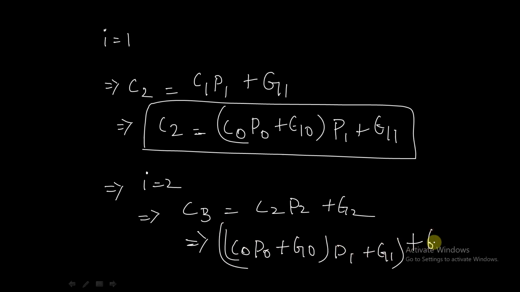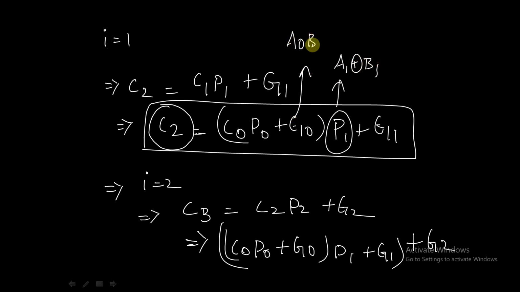In the equation for C2 also, you can observe there is no dependency upon any previous stage carry. The equation for P1 you already know: P1 is nothing but A1 XOR B1, and G0 is A0 into B0, and G1 is A1 into B1. So there is no dependency upon the previous stage carry at all. From this equation it's clear that there is no dependency upon the previous stage carry at all.